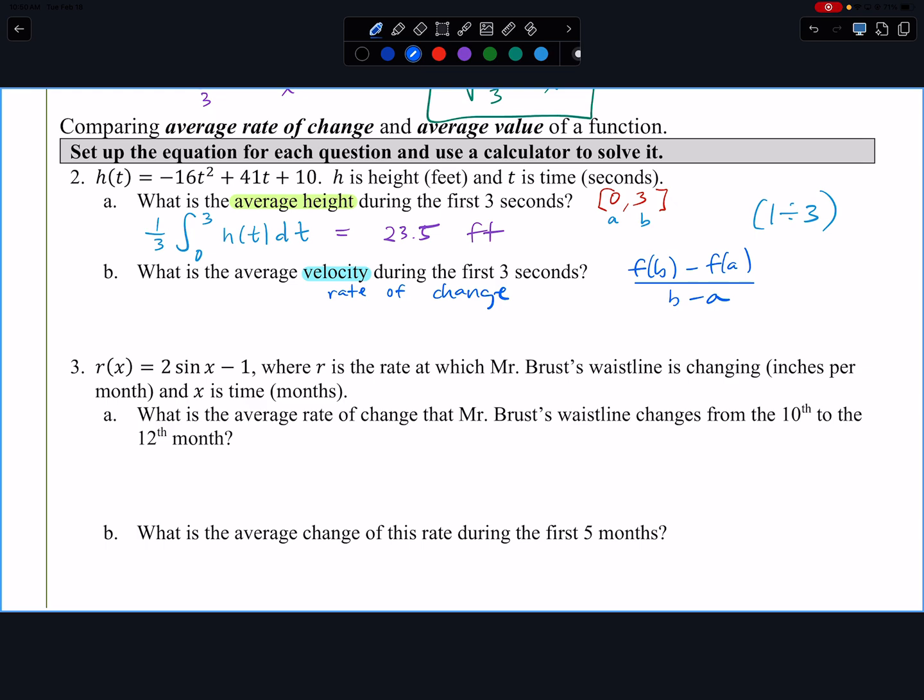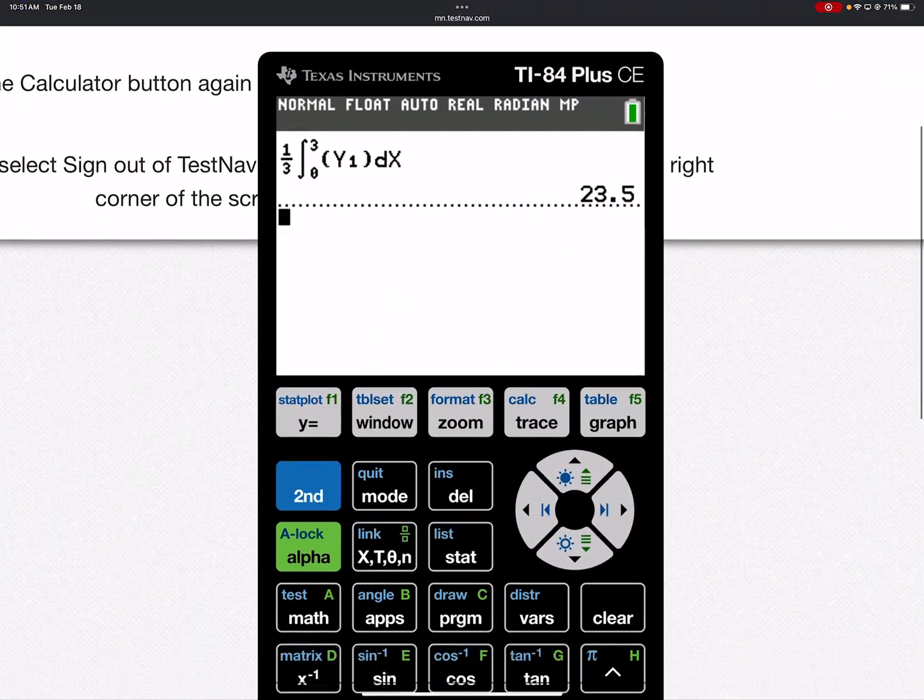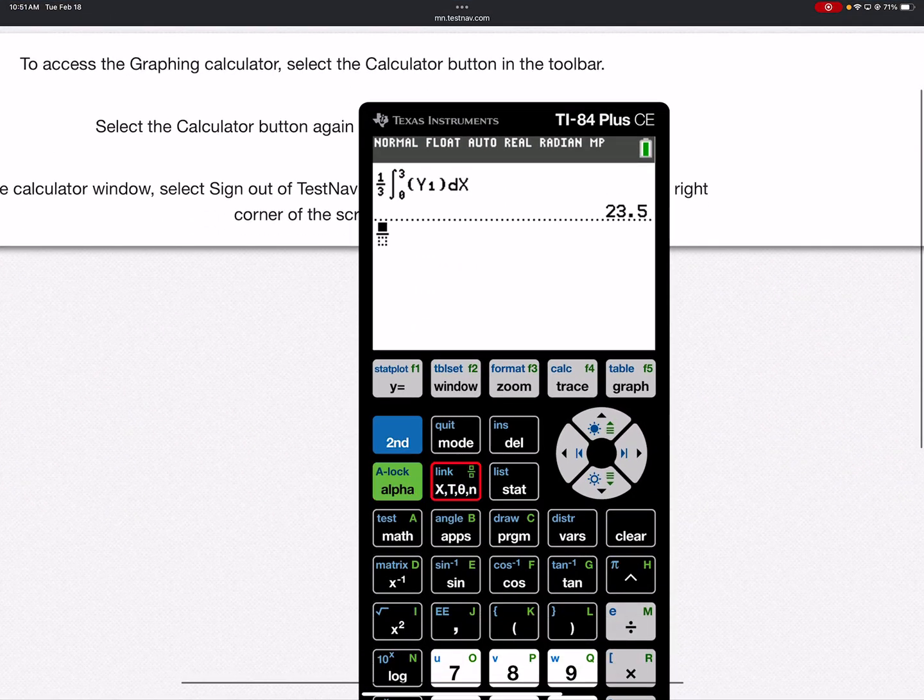Okay, so this is what you're going to do. h of 3 minus h of 0 over 3 minus 0 equals, but we're going to use our calculator to do this for us. Okay, so how do you do that with your calculator? Didn't we already tell our calculator that this was y1? Okay, so you're going to go to your calculator and you're going to do alpha x to create the fraction first.